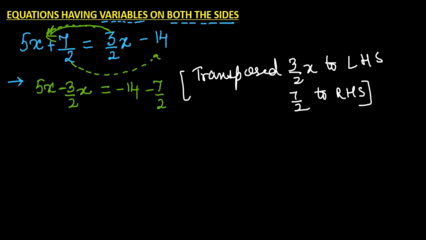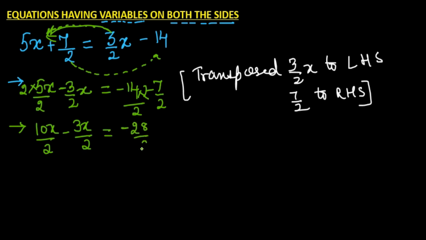Okay, now what is the next step? In the next step, we will simplify the left hand side and the right hand side. We need a common denominator, so we multiply the term 5x by 2 and also divide by 2. The same we do with negative 14. So we multiply the negative 14 by 2 and divide it by 2. So here we get 10x over 2 minus 3x over 2 is equal to negative 14 into 2 is 28, so negative 28 over 2 and negative 7 over 2.